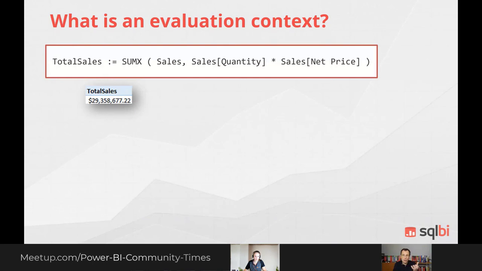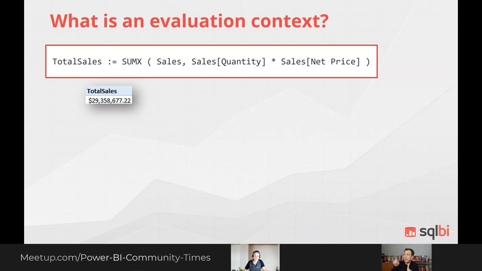For example, if I put this measure in a card in Power BI or in a pivot table without any other filter in columns and rows in a pivot table in Excel, I just see one number. And the number I see is the result of the sum of all the rows in the sales table. The sales table has, in this case, 100,000 rows, I think, in my model.